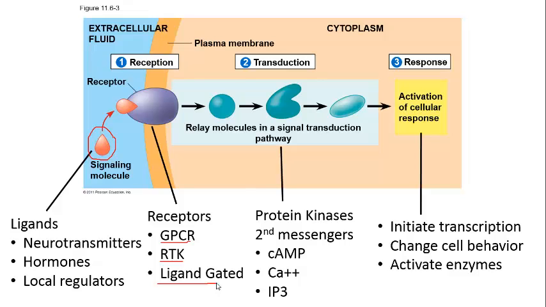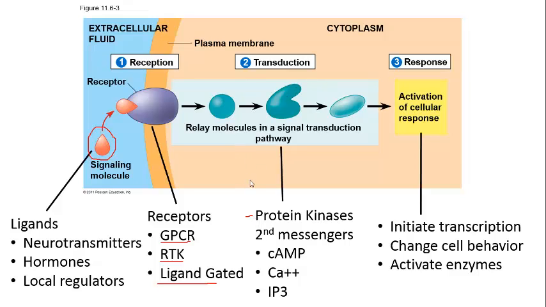The pathway begins when the ligand binds to a receptor. When the ligand binds to the receptor, that message is going to get relayed throughout the cell. And relaying that message throughout the cell is called transduction. The major molecule used for transduction is going to be the protein kinase. And that's what each of these things are.